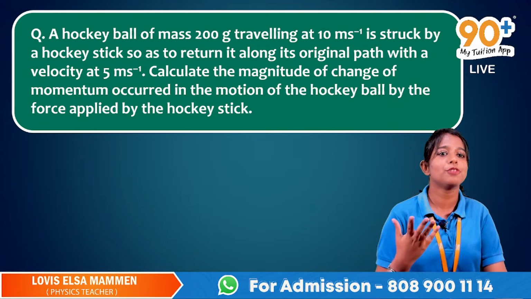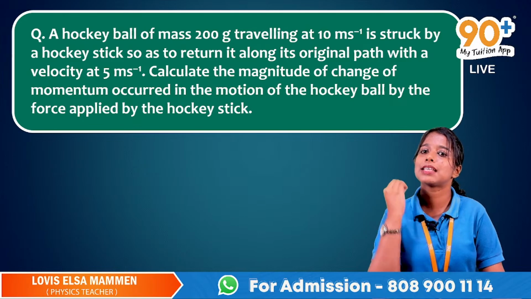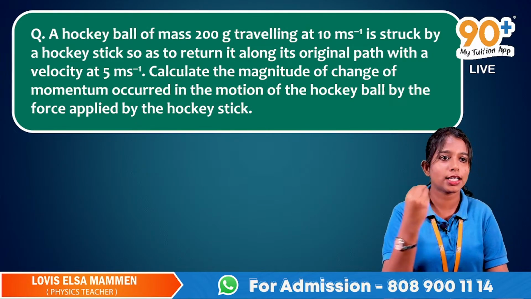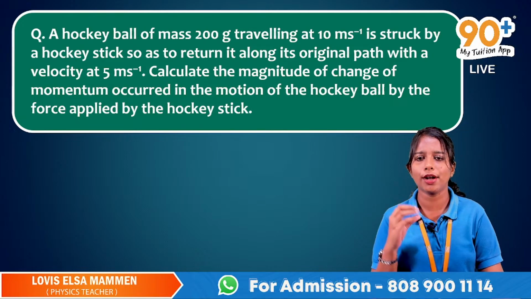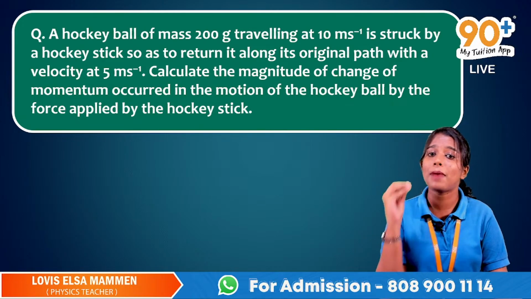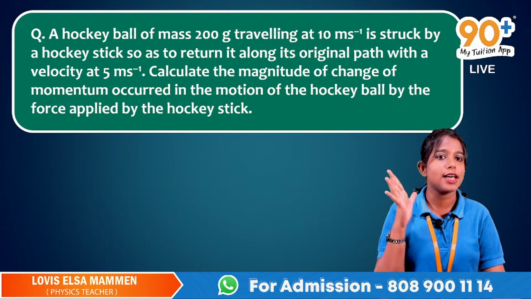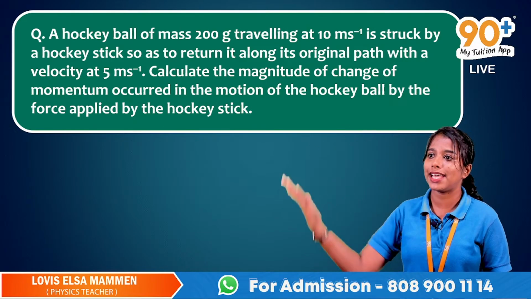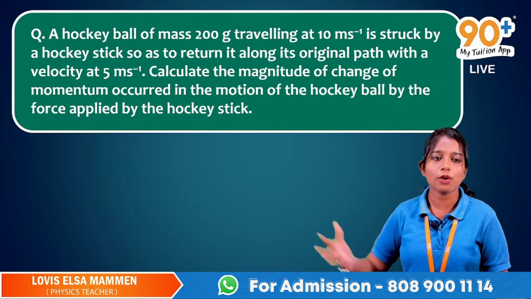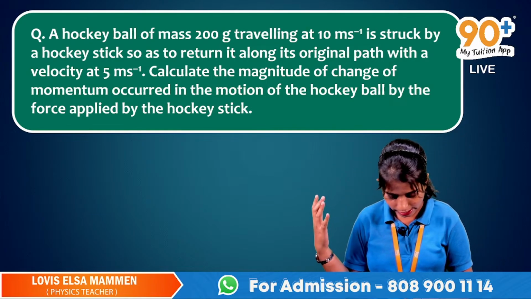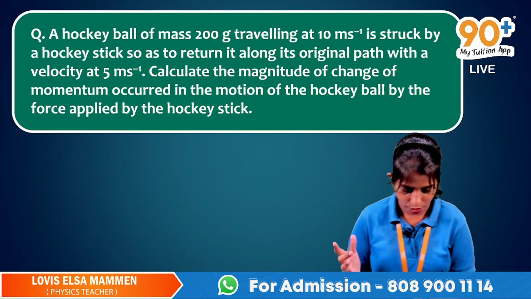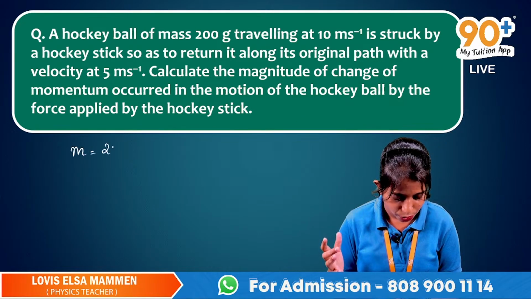Now tell me, what is the equation for momentum? Yes, it is mass into velocity. P is equal to mass into velocity. Yes or no? So now just understand the data given in the question. A hockey ball of mass 200 gram, so M is equal to 200 gram.